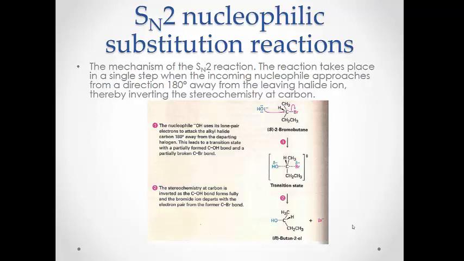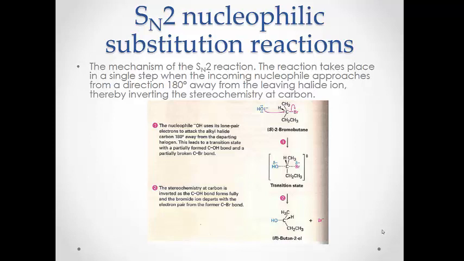So if one's coming in and leaving at the same time, they'll have to come in and leave from opposite sides. So if one's leaving from the front, the other one will come in at the back. If one's leaving from the back, the other one will come in from the front. So what we actually have is an inversion of the stereochemistry. So if we started with an S, because it needs to come in from the other side, we end up with an R. If we started with an R, we would end up with an S. Okay, so we have inversion of stereochemistry, and we have our non-tertiary carbons that undergo these types of substitution reactions.